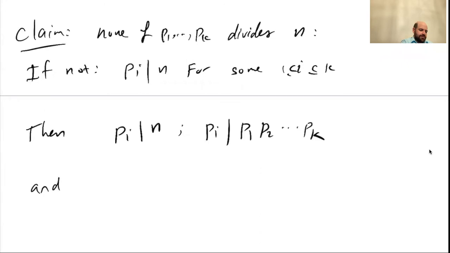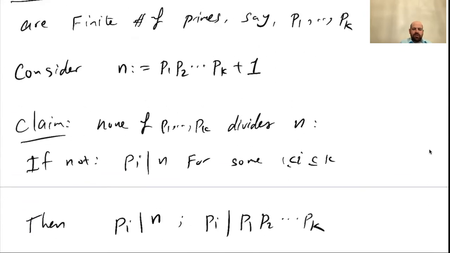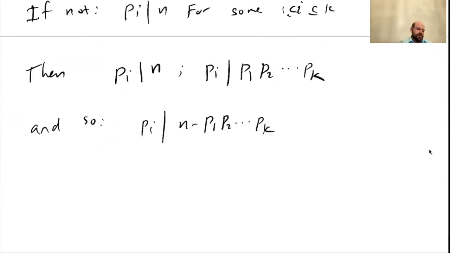And so pi will divide n minus p1, p2 to pk. But what is the value of n? Look at the first equation I wrote. n minus p1, p2 to pk is simply 1, right? Because n is p1 times to pk plus 1. So that means pi divides 1, which is not possible.